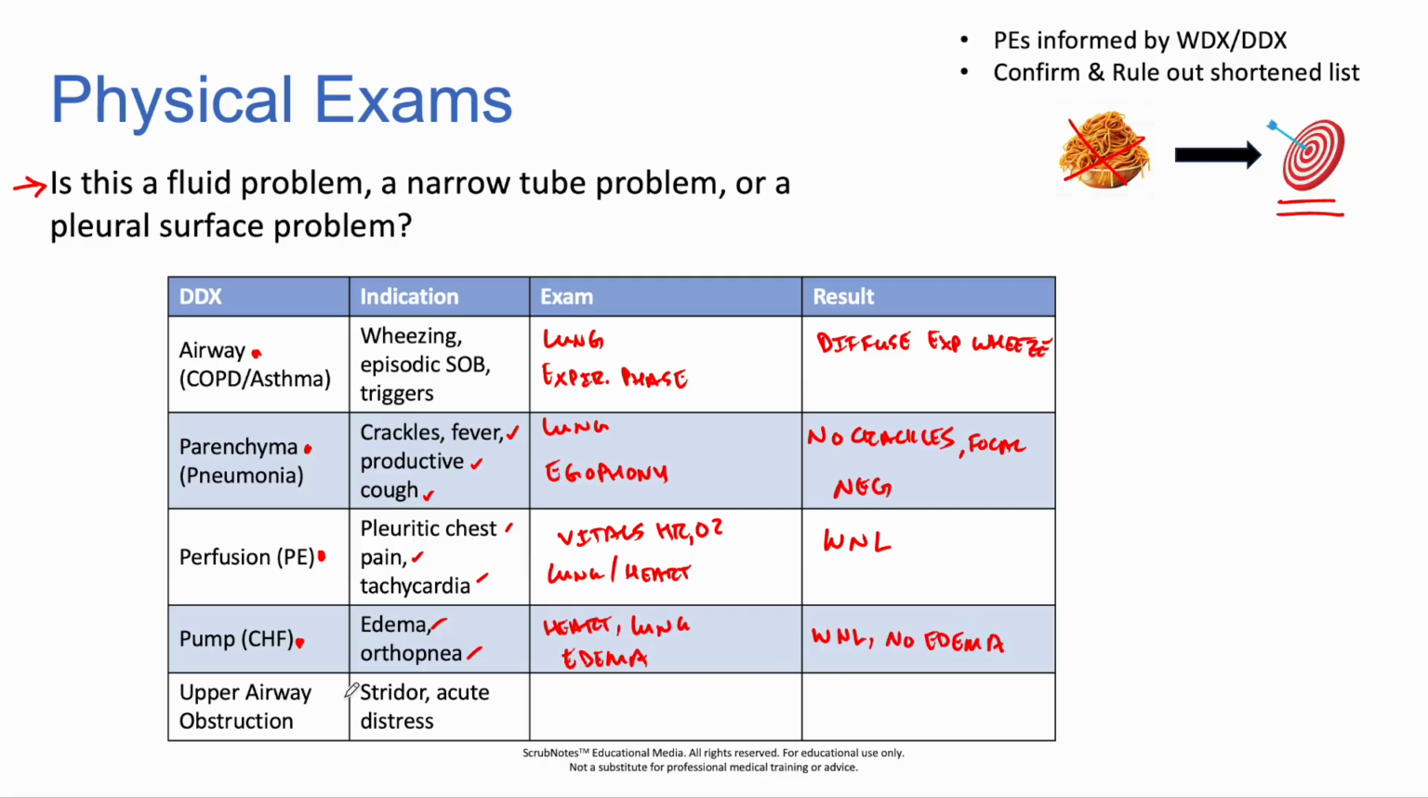And lastly, you could consider an upper airway obstruction. So you'd hear stridor, there'd be acute distress. So again, a heart and lung exam here are your go-tos. And for our patient, let's assume there's no stridor.